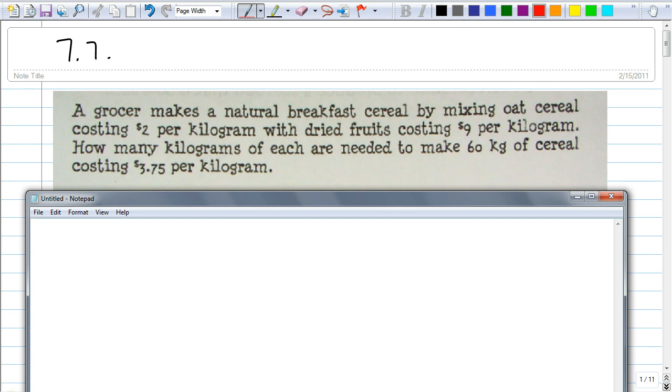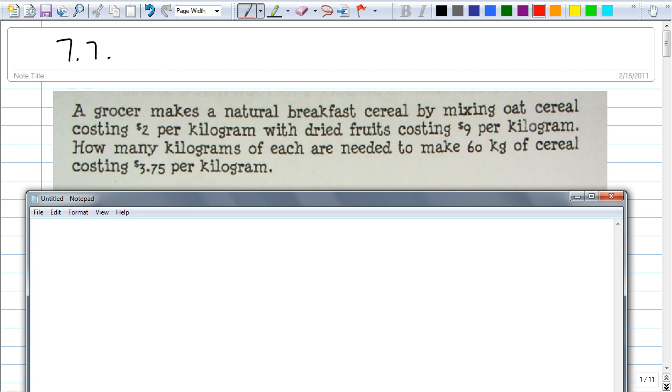So that's what we're trying to do. Do you understand? And it makes sense that because one of them costs less than the other, we want to find a price somewhere in the middle. Not exactly in the middle, but somewhere between 2 and 9. Does that make sense? You understand what I'm trying to say?